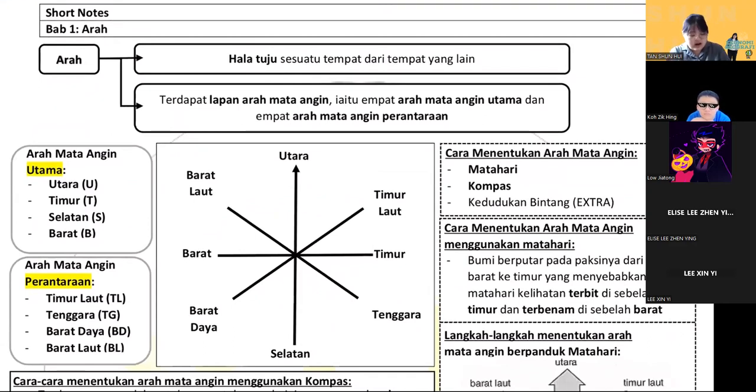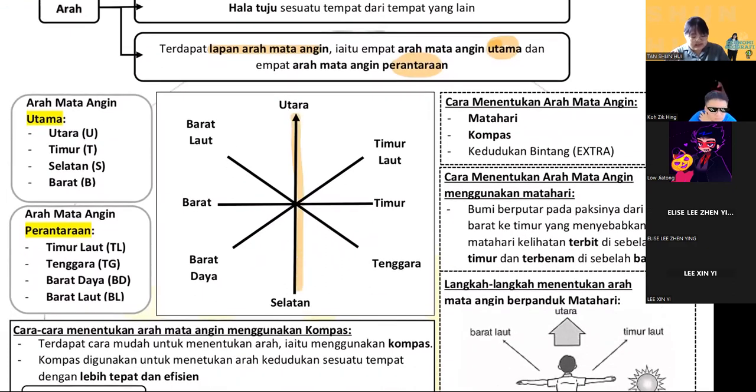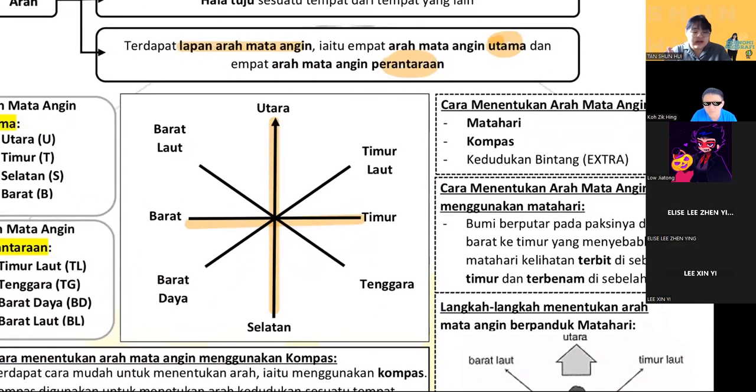How many ARA do we have? We have 8 ARA, 8 directions, and they are split into two types: the main one, utama, and the berantara on the side. The main directions are utara, timur, selatan, dan barat. Just in case you forgot, utara means the north. Timur, the east. Selatan is the south, followed by the west. These are the main directions.